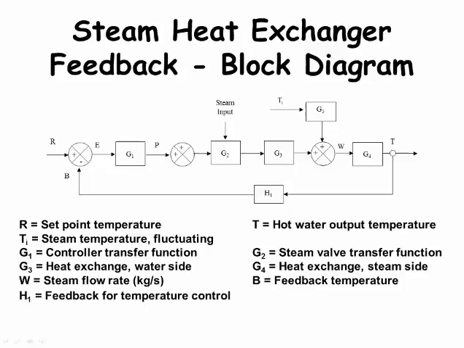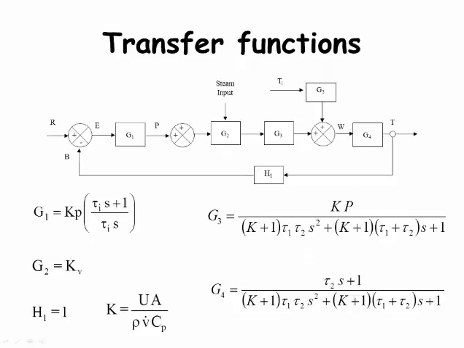This diagram is a bit different than the ones we have seen before because there is a transfer function G3 that describes the heat exchange on the water side and another transfer function G4 that describes the heat exchange on the steam side. The feedback controller is described by G1 and the steam valve actuator is described by G2. Here are the transfer functions we need for all of the process elements.